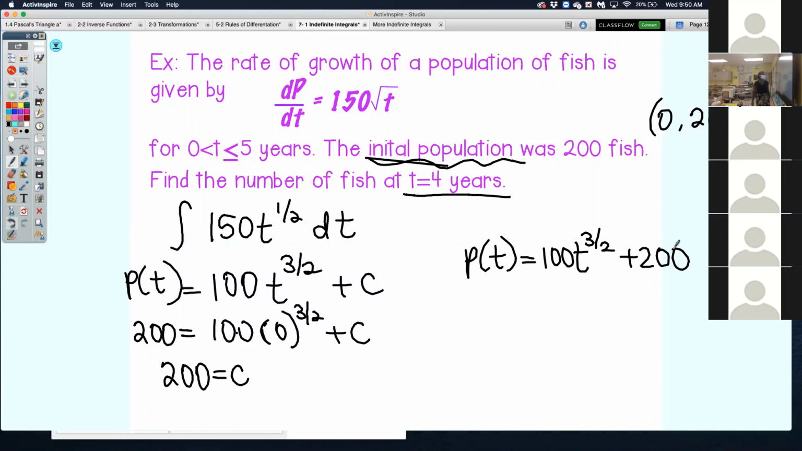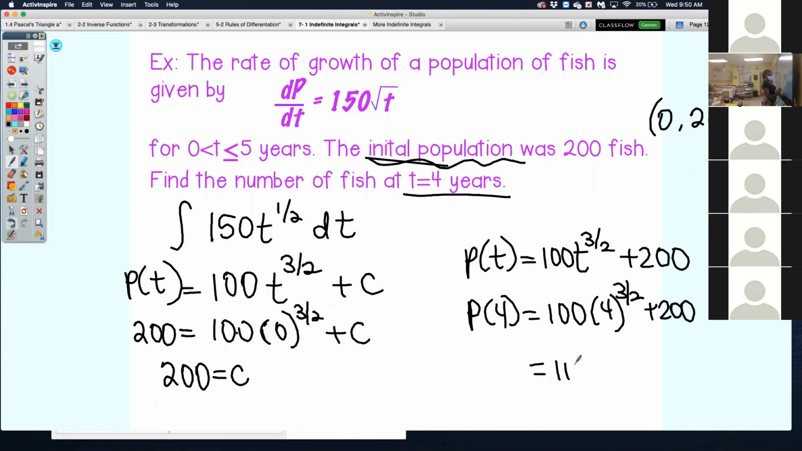Now all I need to do to find my number of fish after 4 years is plug in 4 for t and solve. Go ahead and do that and tell me how many fish I have after 4 years. 1,000. Because 4 to the 3/2, that's taking the square root of 4 to the 3rd power. Your do now problem, multiply by 100, add 200.